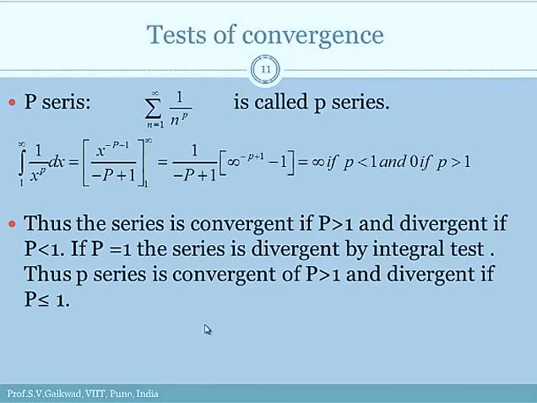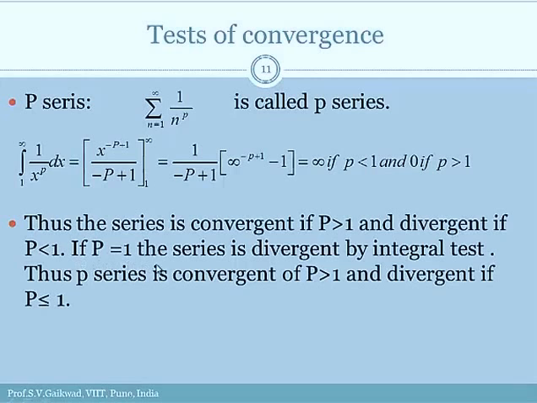Next one is the P series. This is useful in the comparison test. Let us study what is the P series. This is sigma 1 upon n raised to p. This is called the P series. By the integral test we can find its convergence, and we get the result that the series is convergent if p greater than 1 and divergent if p less than 1.